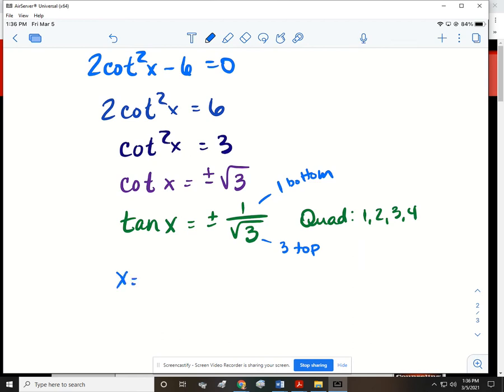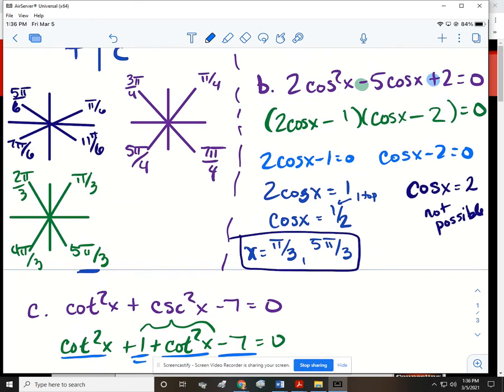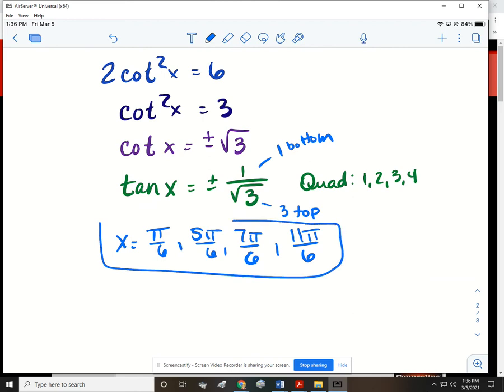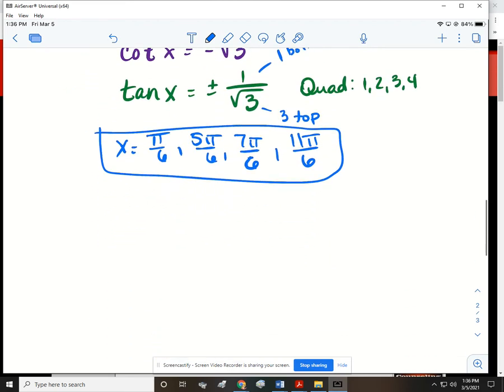So x is pi over 6 in quadrant 1, right? And then pi over 6 in the other quadrants as well, because we're getting from all 4 quadrants. So pi over 6, 5 pi over 6, 7 pi over 6, and 11 pi over 6. All 4 of those answers work in this problem to give you a true statement.